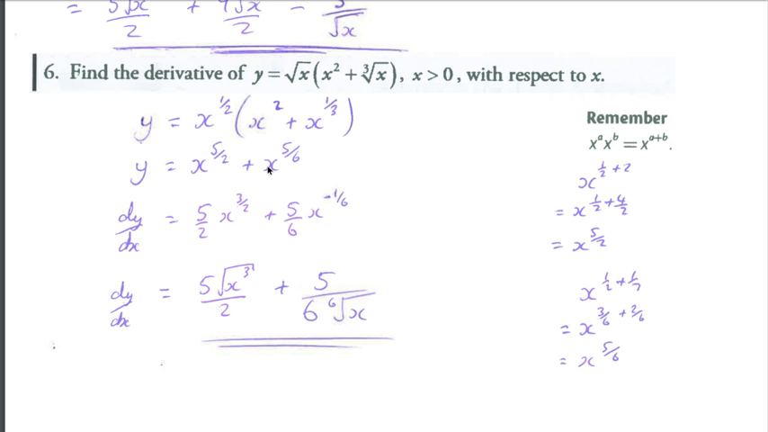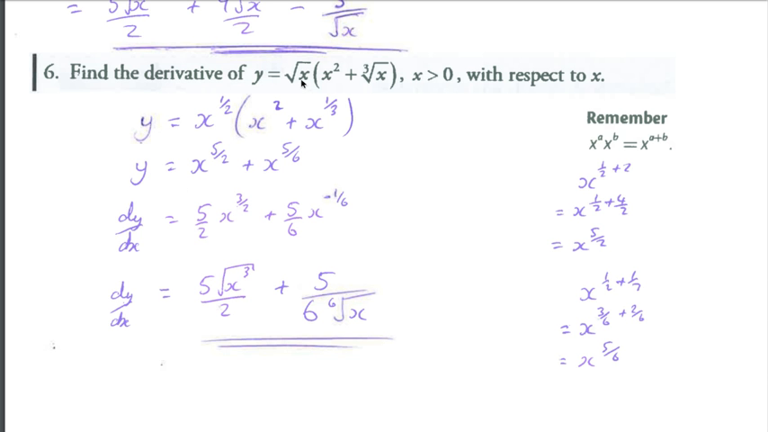And then differentiate x to the power 5/6, power to the front, 5/6, x to the power, then 5/6 minus a whole is 5/6 minus 6/6, which is negative 1/6. Okay, again, that step is the higher maths step.